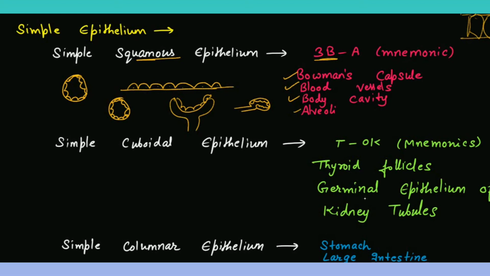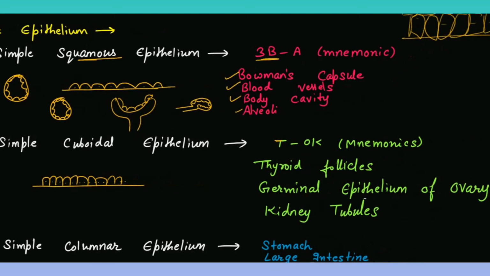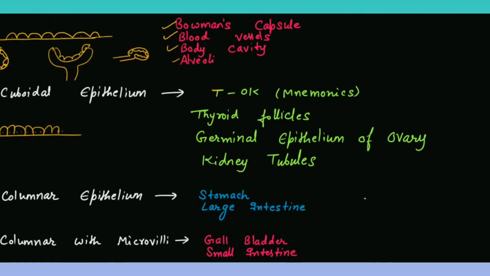Simple cuboidal epithelium. It simply means cube-like structure or cuboid-like structure. So you know TikTok, that band in India now. Then TOKE: T for thyroid follicle, O for germinal epithelium of the ovary, and K for kidney tubules. Kidney tubules simply means PCT and DCT.